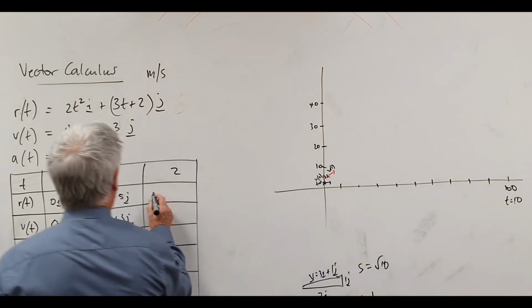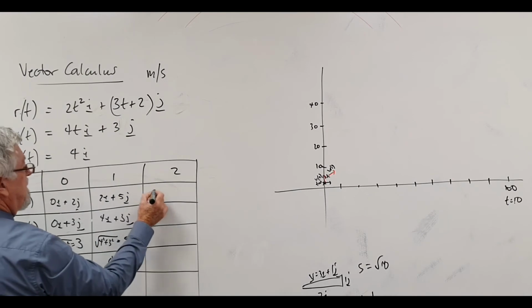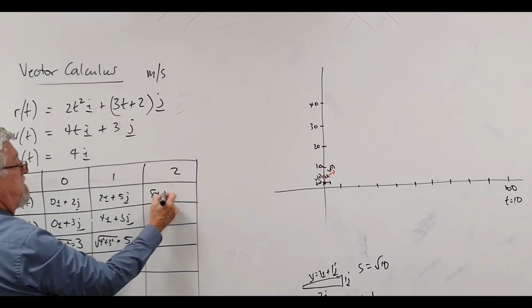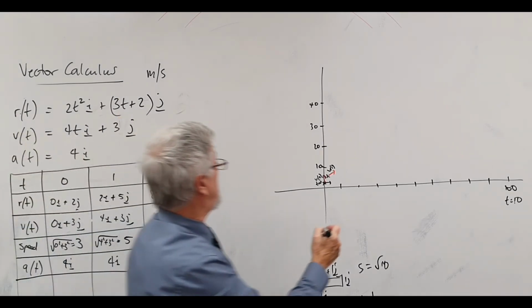So last bit, we'll just go 2. So that'll be 4 2s, that's 8i. And then it's going to be what? 8j, isn't it? 3 2s is 6 plus 2 is 8j. So next, 8.